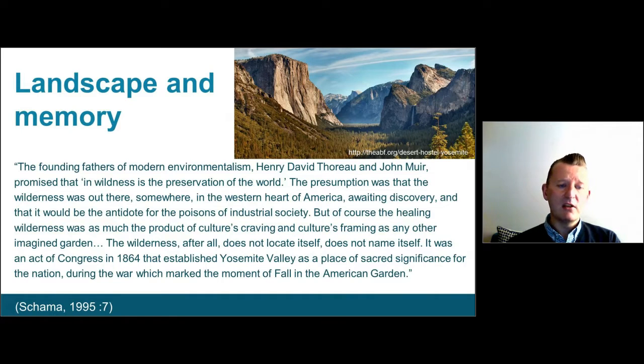So in his opening pages, there's this quote which is worth having a think about for a few moments, I think. The founding fathers of modern environmentalism, he says, Henry David Thoreau and John Muir, promised that in wildness is the preservation of the world. The presumption was that the wilderness was out there somewhere in the western heart of America, awaiting discovery, and that it would be the antidote for the poisons of industrial society. But of course the healing wilderness was as much the product of culture's craving and culture's framing as any other imagined garden.